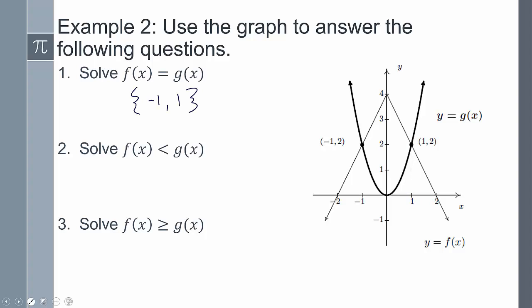But now this next example says f of x is less than g of x. This is saying, where is my f function lower than my g function? Or, because my inequality is facing my g function, where is my g function higher than my f function? And so now we have to look at our image.